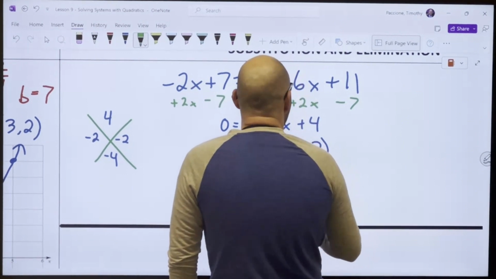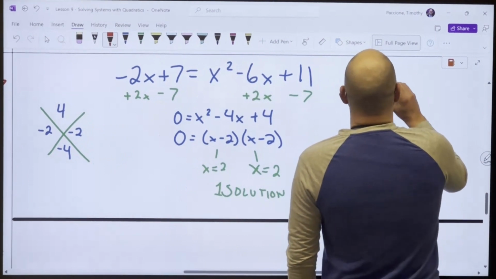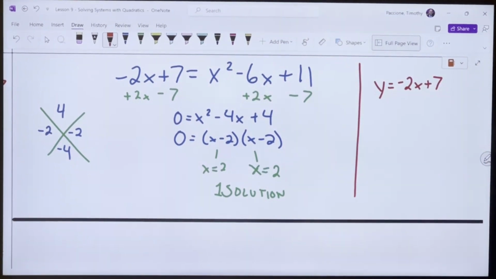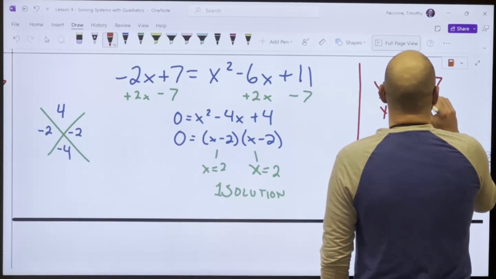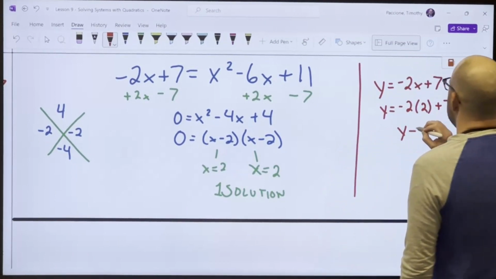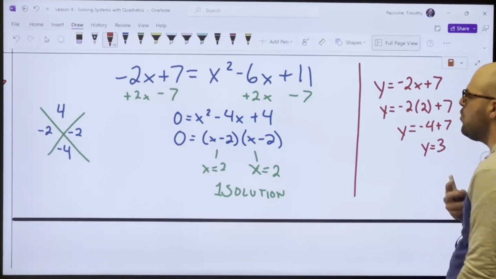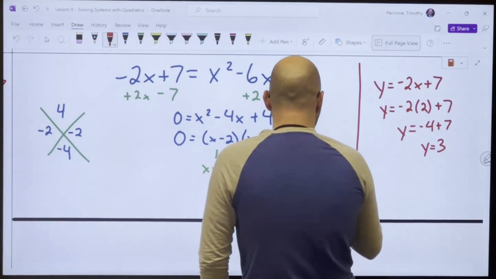And I have to plug it in to find my y. I'm just going to choose the equation y equals negative 2x plus 7, because that seems like it would be an easier thing to do. So I just plug 2 into that. Y equals negative 2 times 2 plus 7. Y equals negative 4 plus 7. Y equals 3. So what's my solution to this system? Remember, a solution is a point that they both have in common. And I just found an x and a y. Yep, my solution is 2, 3.